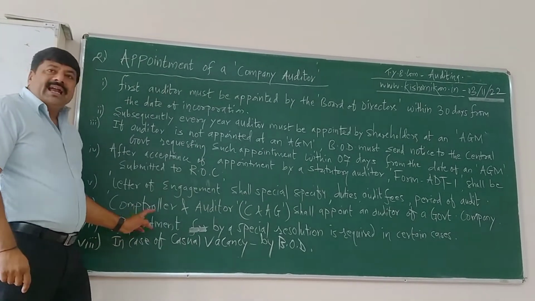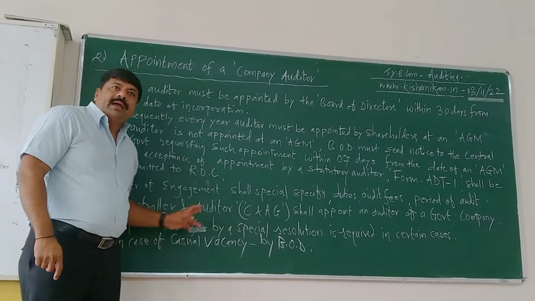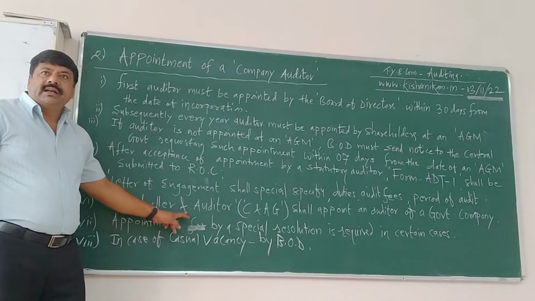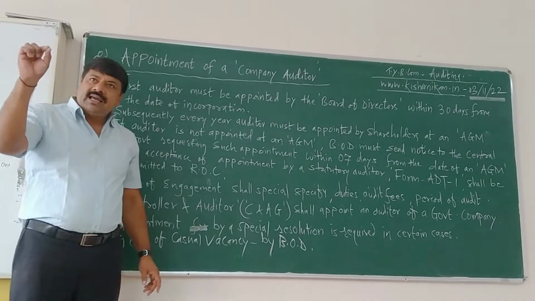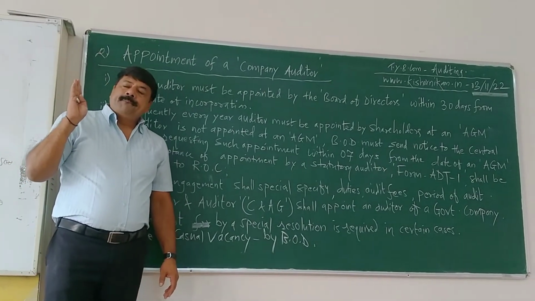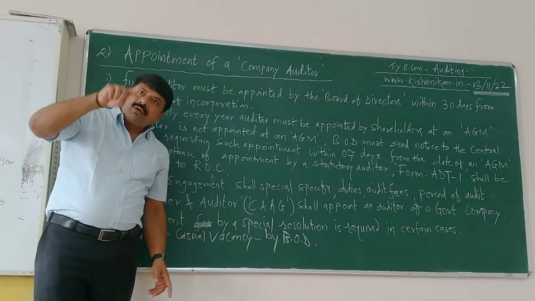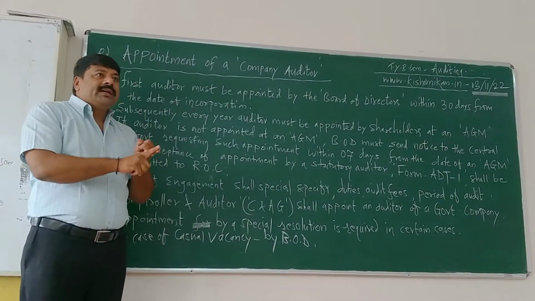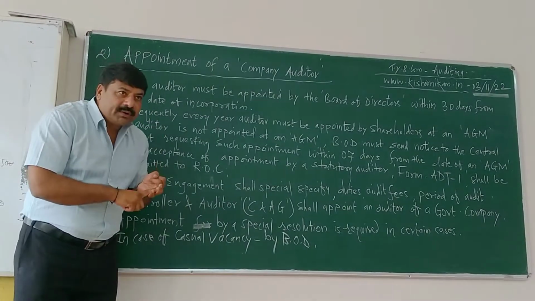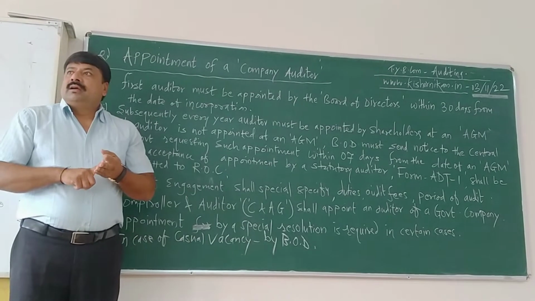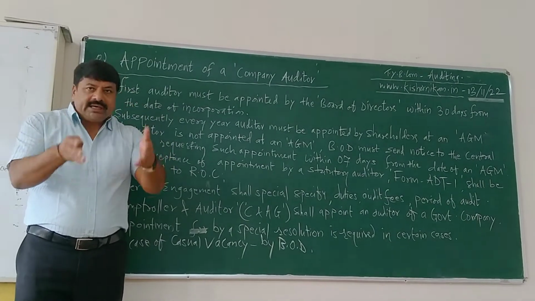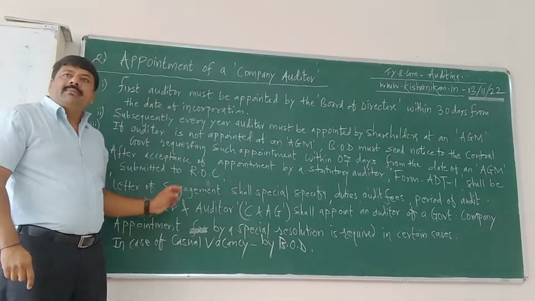Okay. Then C&AG, Comptroller and Auditor General. See the spelling, COMPTROLLER. C&AG is an auditing agency at the central government level. C&AG audits the central government, all state governments, and all local authorities like Pimpri-Chinchwad Municipal Corporation, Pune Municipal Corporation, Navi Mumbai Municipal Corporation. Every local authority, every government, state, union territory, central, will be audited by C&AG.